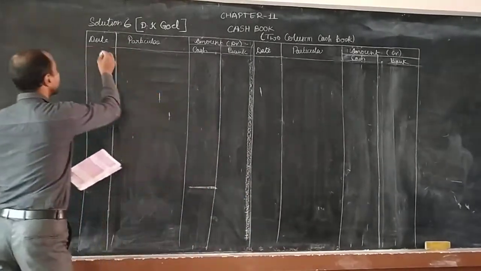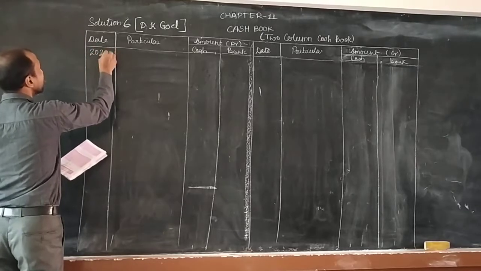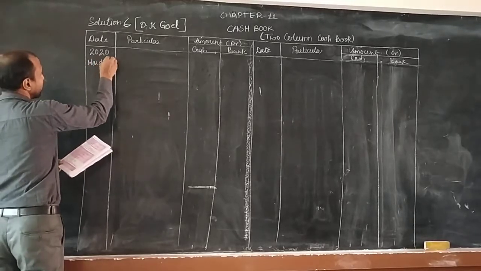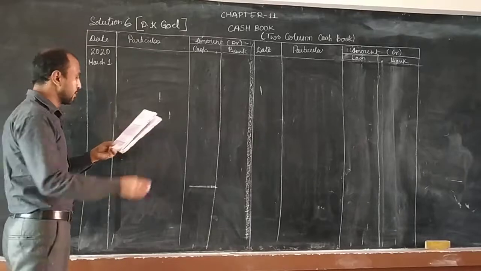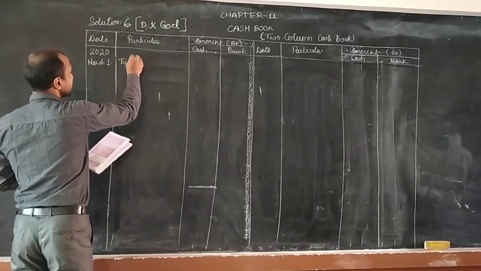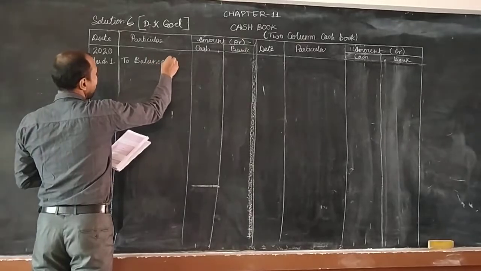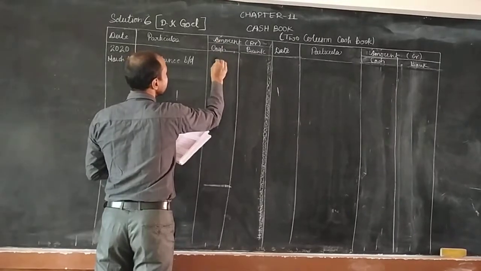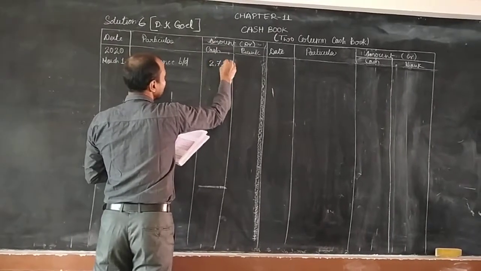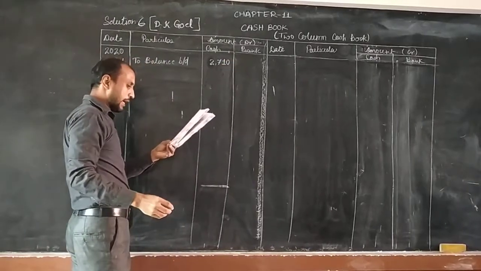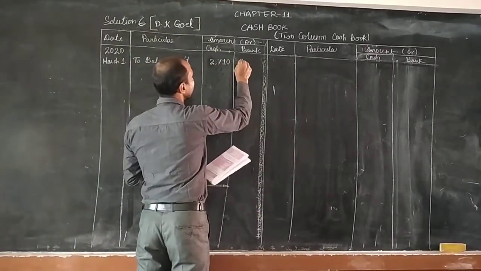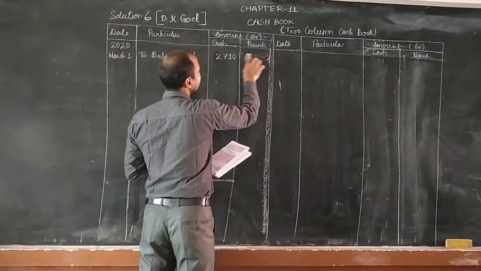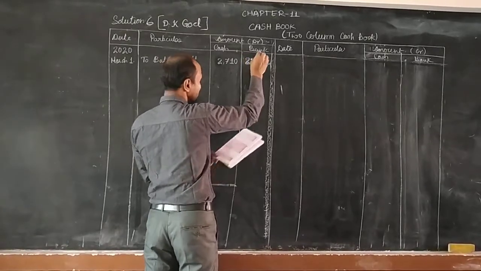Now we start with this. Here it is 2020, and the date is March 1st. It is the beginning of the session. We have cash in hand and cash at bank. So it is To Balance brought down. How much cash do we have? We have 2,710, and in the bank we have 27,500. Oh sorry, it is written 500. This space is a little less, so I am going to write it a little small.